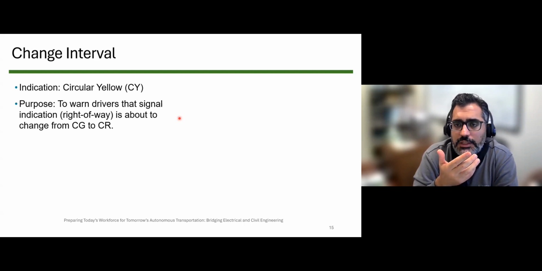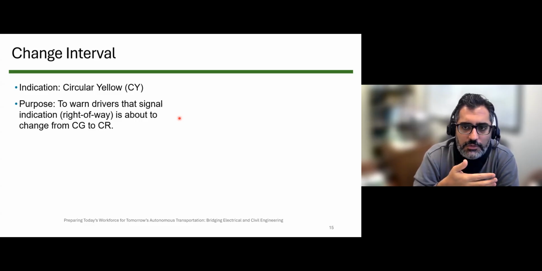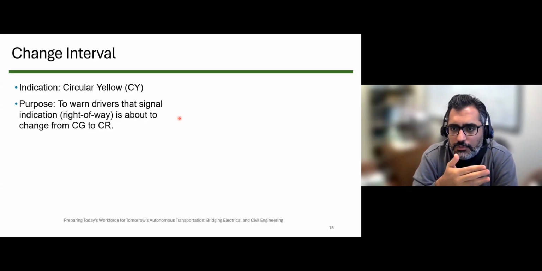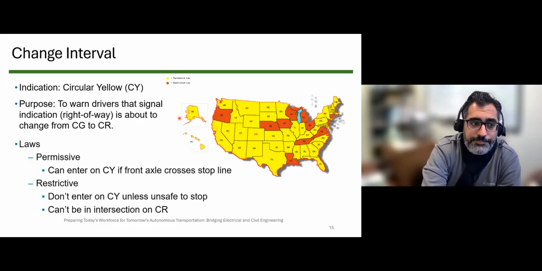Change interval is shown by a circular yellow. The indication is circular yellow, and as probably all of you know, it is to warn drivers that signal indication or right of way is about to change from circular green to circular red. In other words, right of way is about to be terminated for the drivers on that approach.